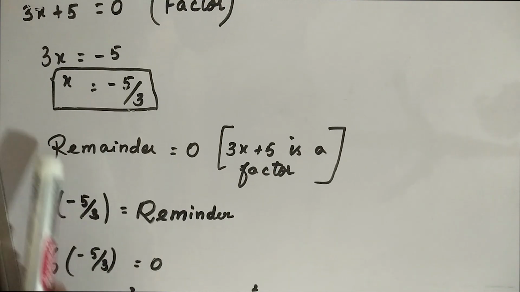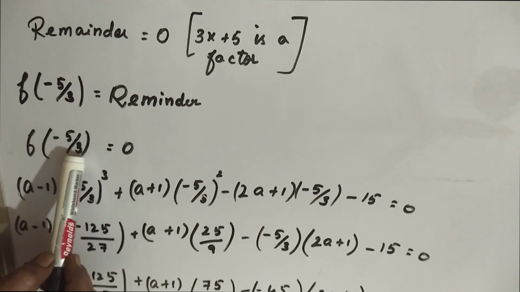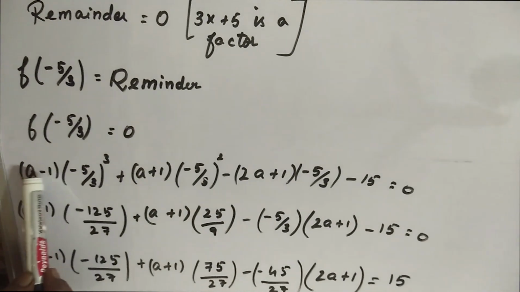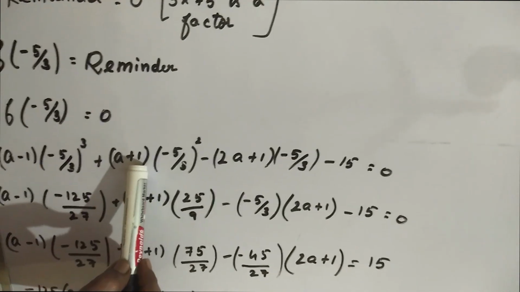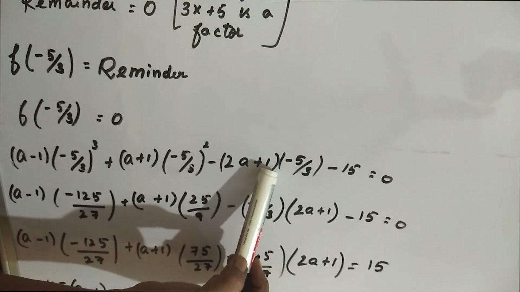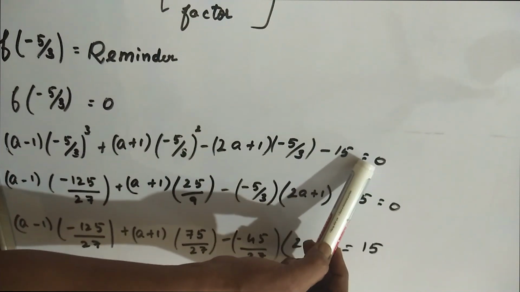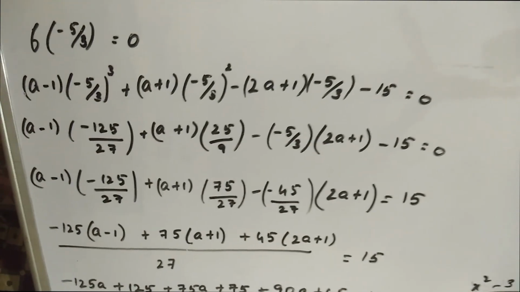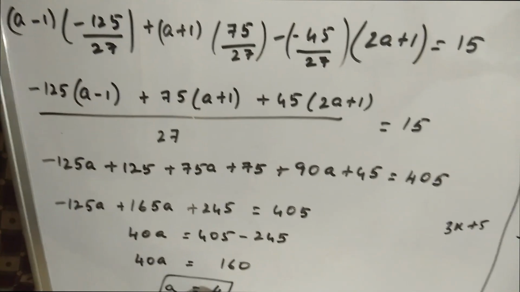Now put x is equal to minus 5 upon 3 in the given expression. So a minus 1 into minus 5 upon 3 whole cube plus a plus 1 minus 5 upon 3 whole square minus 2a plus 1 minus 5 upon 3 minus 15 is equal to 0. Calculate and you will get a is equal to 4.